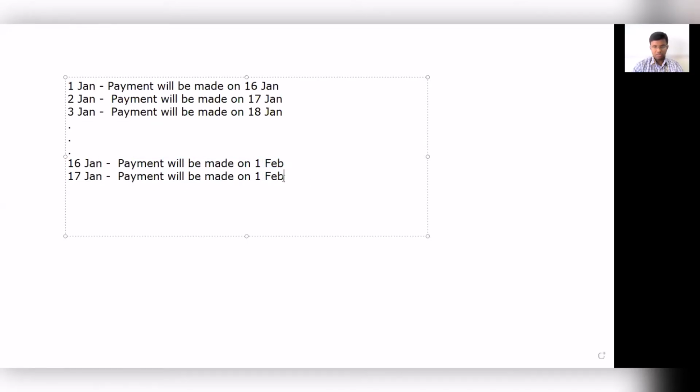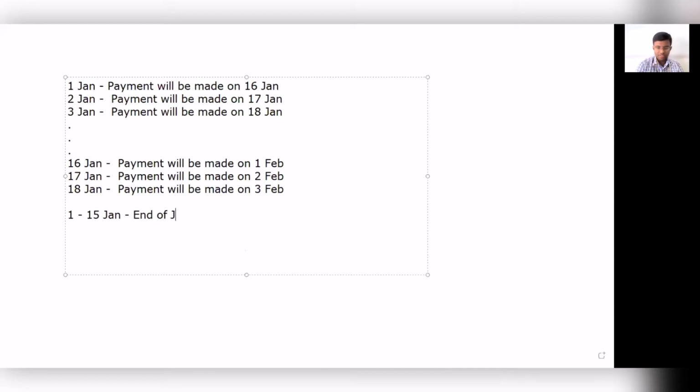You'll be settling on 2nd of February. 18th Jan, you will be settling on 3rd of February, and it goes on like this. So, which means tentatively, Jan 1 to 15, this you will be paying towards the end of Jan.